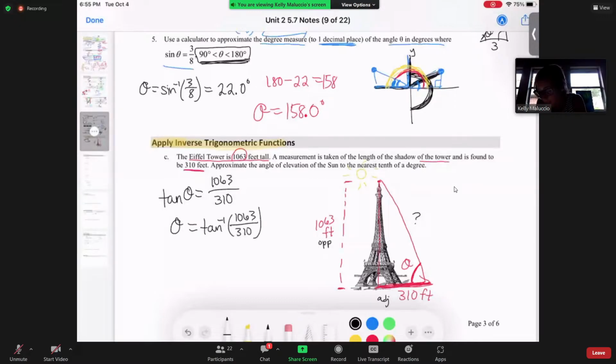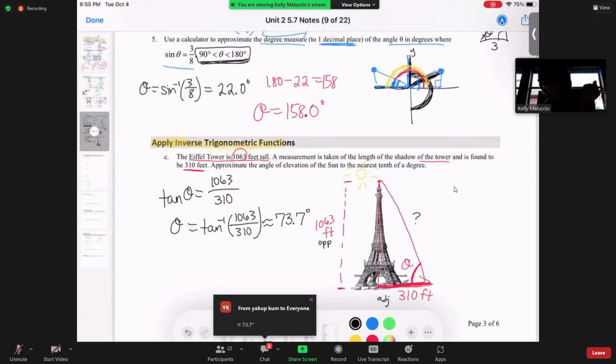Then I hit the inverse tan button on the calculator, and I have in parentheses 1,063 divided by 310. And okay, I'm getting about 73. Make sure you're in degree mode. You'll know because otherwise you'll get some weird decimal. Awesome, Jakob got the same thing as me. I got about 73.7 degrees.